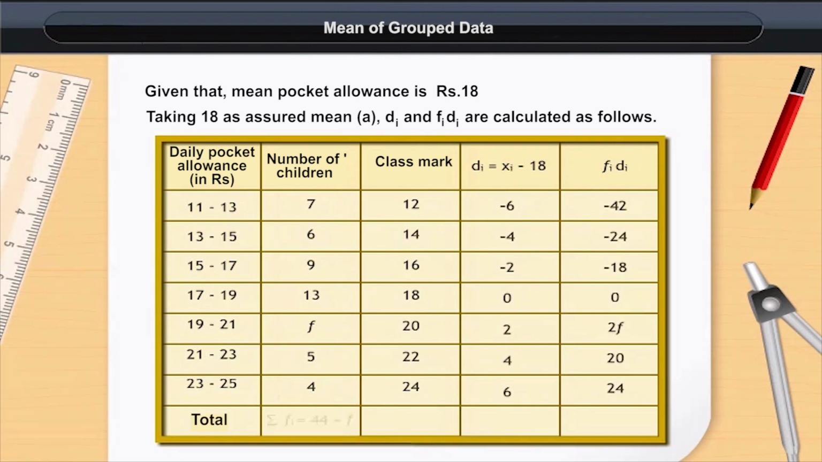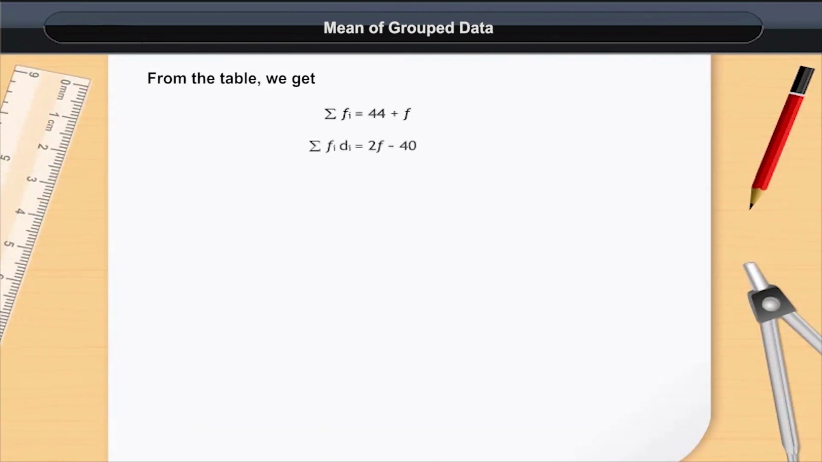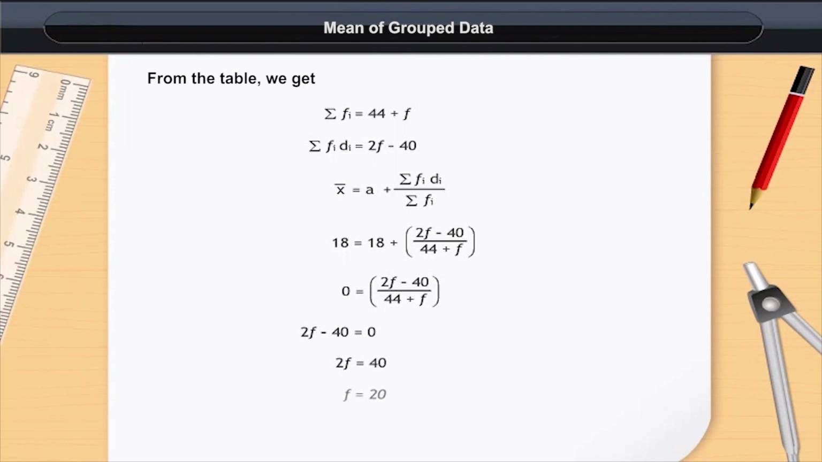From the table, we get sigma fi is equal to 44 plus f and sigma fi di is equal to 2f minus 40. Therefore, by solving this, we get f is equal to 20. Hence, the missing frequency f is equal to 20.